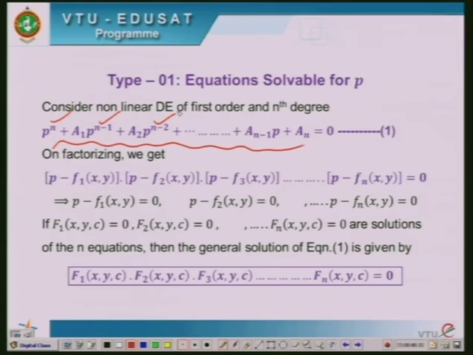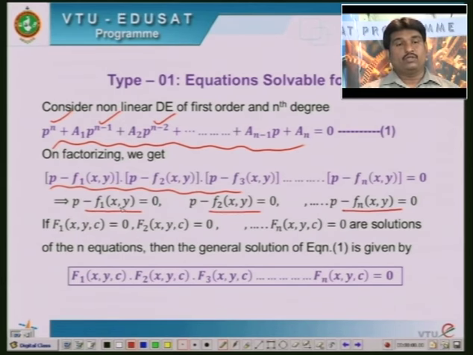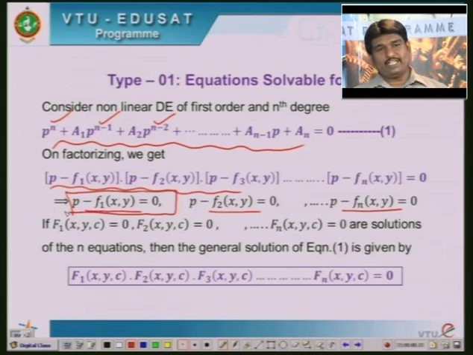So a non-linear differential equation of degree n, you can treat it as a polynomial of degree n, so it will have n roots. You just factorize them like this and equate each to 0 and solve each of these. When you equate it to 0, you get p minus f1 of x comma y equal to 0, where p is dy by dx. So it's a first order, first degree differential equation. You can find its solution by a known technique, maybe by variable separable form or homogeneous type or exact differential equation or any method that you have studied. So you can easily solve n first order, first degree differential equations.